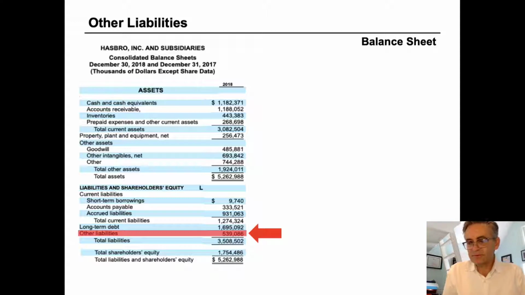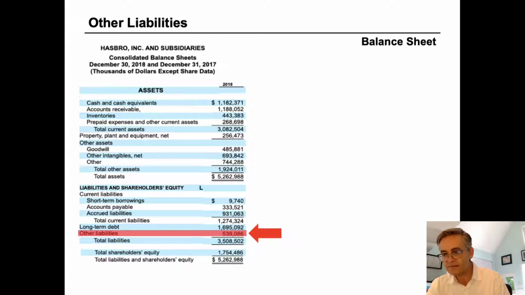Now, other liabilities is a catch-all for miscellaneous debt and other long-term obligations that are not debt. And sometimes you'll find in this category things like customer deposits, pension obligations, employee benefit plans, capital leases. In the case of Hasbro, we can see that they're reporting $540 million almost of other liabilities, which is about the same that they had in the prior year.